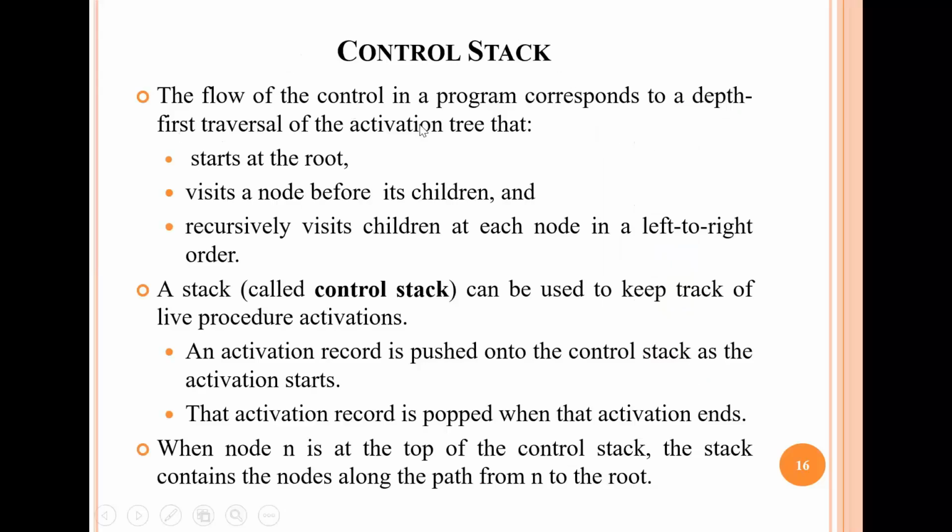Then we talk about the control stack. The flow of control in a program corresponds to a depth first traversal of the activation tree: it starts at the root, visits a node before its children, and recursively visits children at each node in left to right order. So we have a stack, which we also call a control stack, which can be used to keep track of live procedure activations. An activation record is pushed onto the control stack as the activation begins, and this activation record is popped when the activation ends. When node N is at the top of the control stack, the stack contains node N along with the path from N to the root. I'll show you all these things in the coming slides.